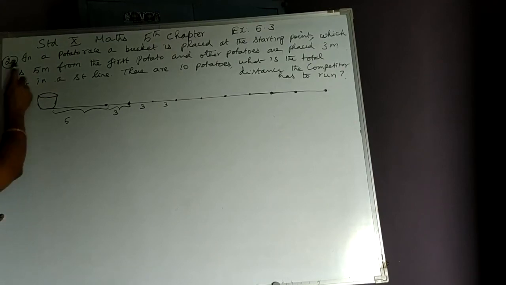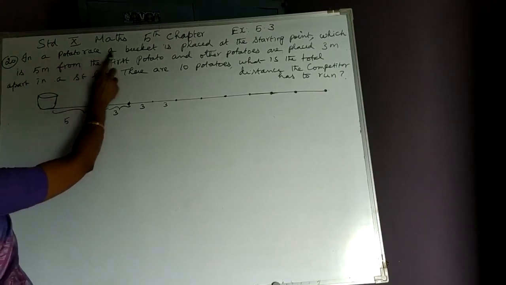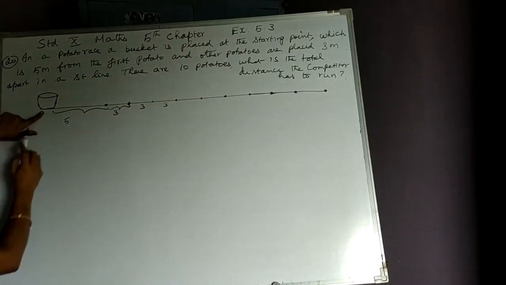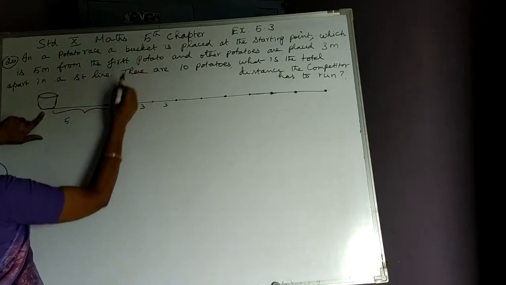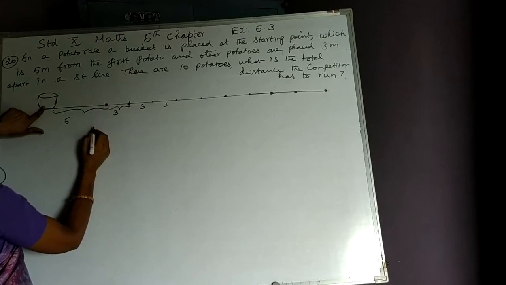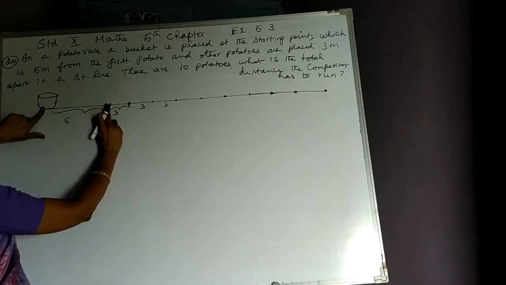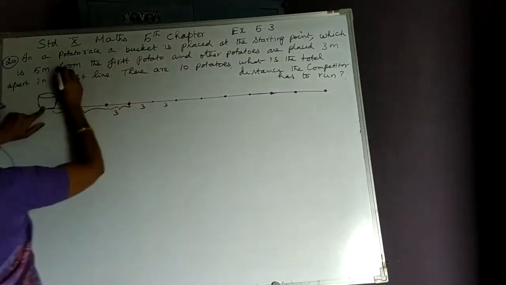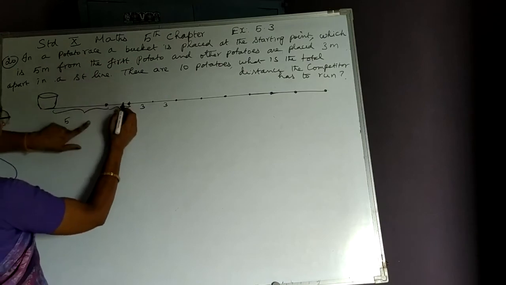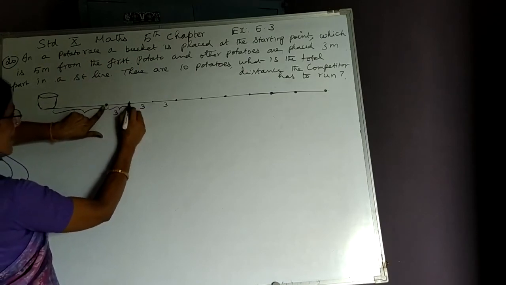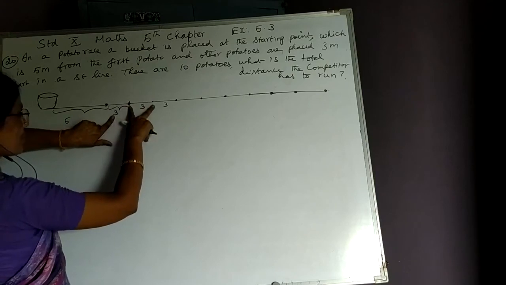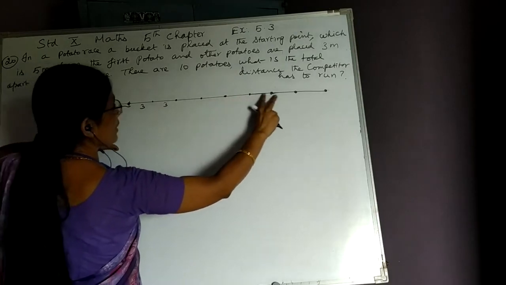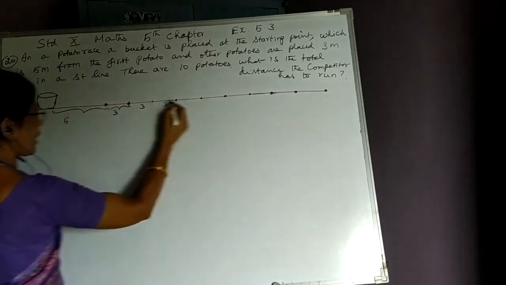In the 20th sum, it's given, in a potato race, a bucket is placed at the starting point, which is 5 meter from the first potato. This is the first potato. The bucket is kept at a distance of 5 meter from the first potato. And other potatoes are placed 3 meter apart in a straight line. If you measure the distance between the first and the second potato, it is 3. Second and third potato is also 3. Like that, with a distance of 3 meter between the potatoes, the distance is maintained on a straight line.